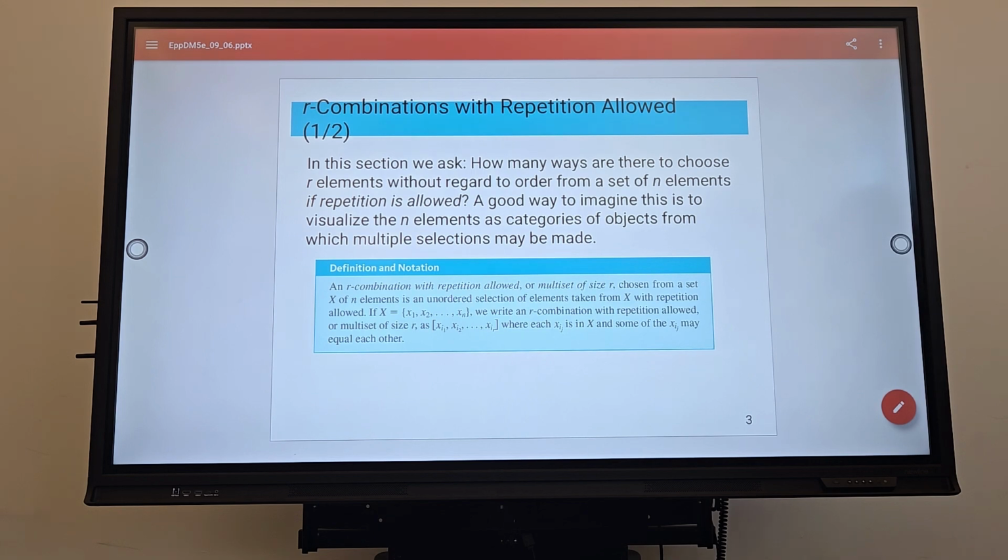If X equals {X sub 1, X sub 2, etc. to X sub n} is the set notation format, we write an R combination with repetition allowed, or multiset of size R, as [X sub i1, X sub i2, etc. to X sub ij], listed in square brackets, where each X sub ij is in X, and some of the X sub ij may equal each other.